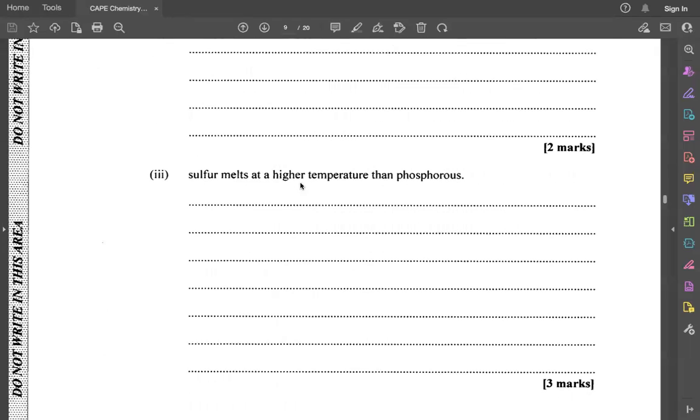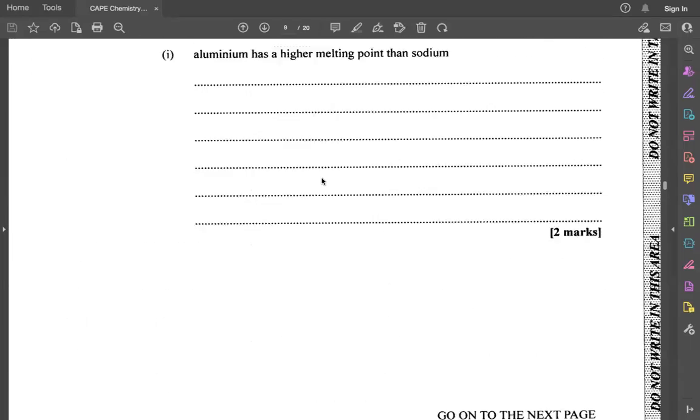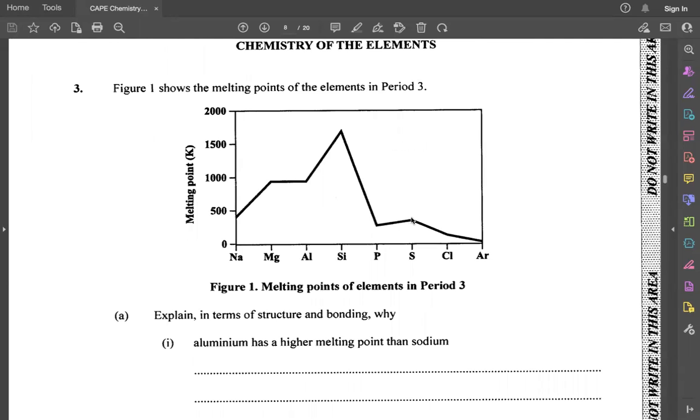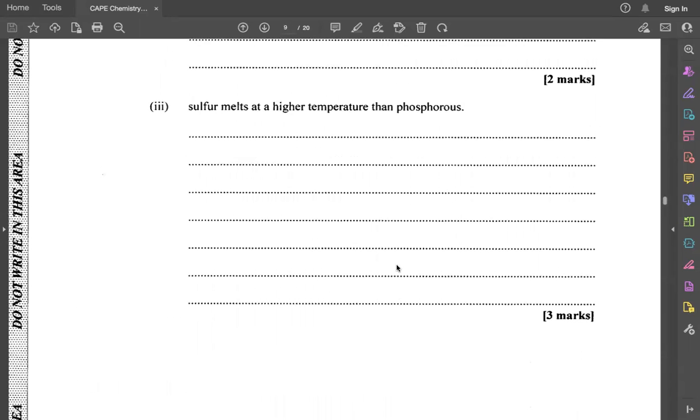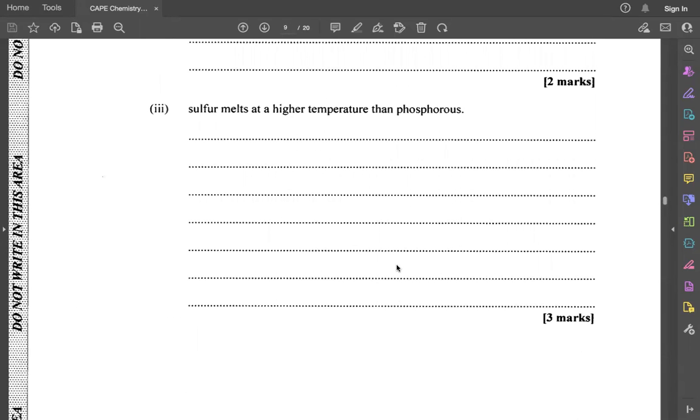sulfur melts at a higher temperature than phosphorus. So let's just look at that. Sulfur is up here and phosphorus is down here. So sulfur melts at a higher temperature than phosphorus, just slightly higher. And they're asking us to explain that phenomenon using structure and bonding. So what we can say here, let's start by talking about the structure that's present in both of them, right? Structure and bonding in both of them.